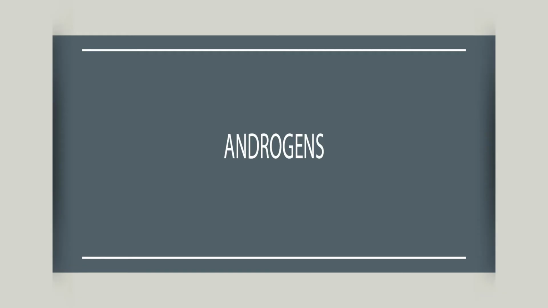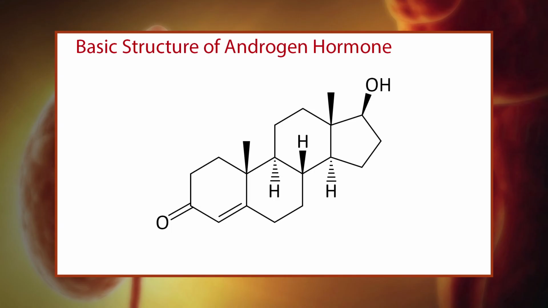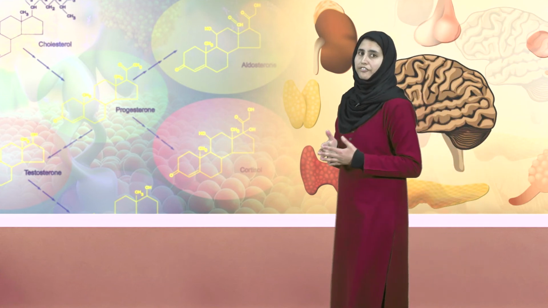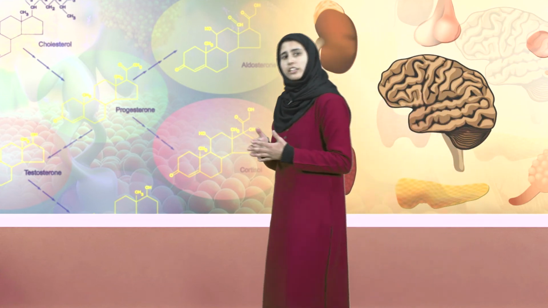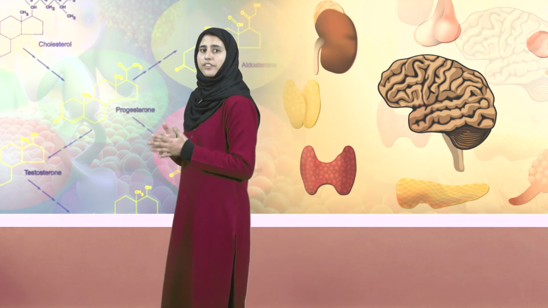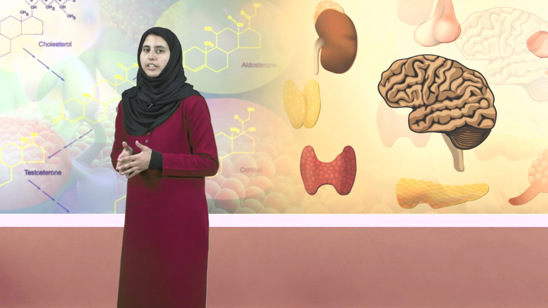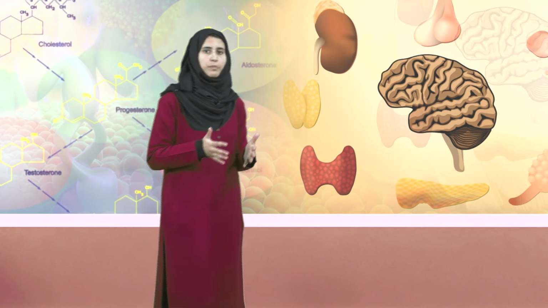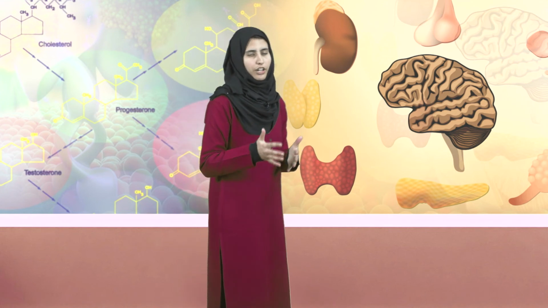Now, we will learn about the third hormone of the adrenal cortex, that is the androgens. The androgens are the steroid hormones that are involved in the growth and function of the male and female genital tract. They also stimulate muscle growth. Androgens are made in the adrenal gland in both males and females. However, in males, they account for only a small proportion of total androgen production.